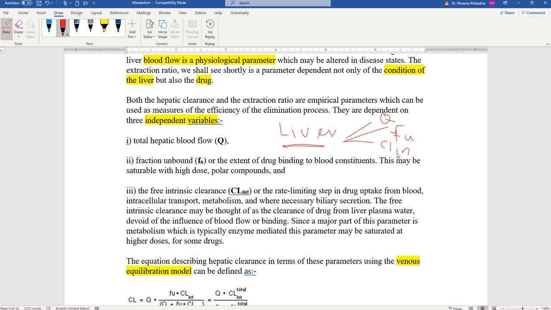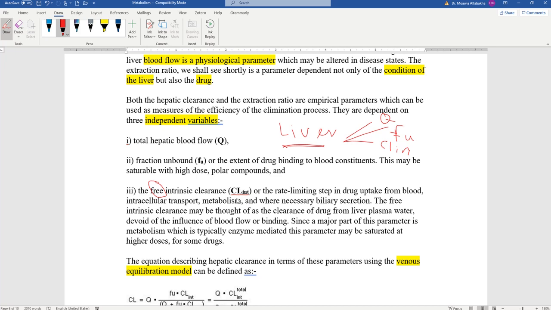And we have, as I said, the intrinsic clearance or the free intrinsic clearance. They call it free because you need to think of it as if there is nothing that affects the metabolism. I mean, the blood flow will affect metabolism, the fraction unbound will affect the metabolism. Suppose we don't have these factors. In this case we call it free intrinsic clearance. I mean, in the absence of any limiting factors, we call it free intrinsic clearance.